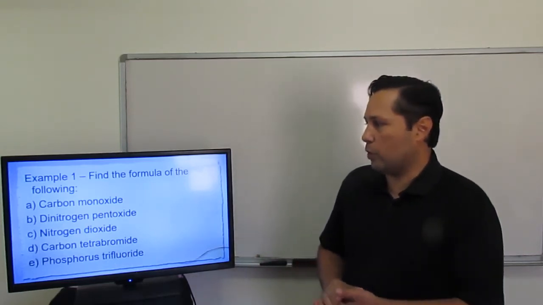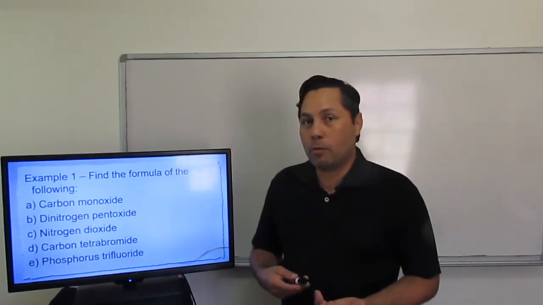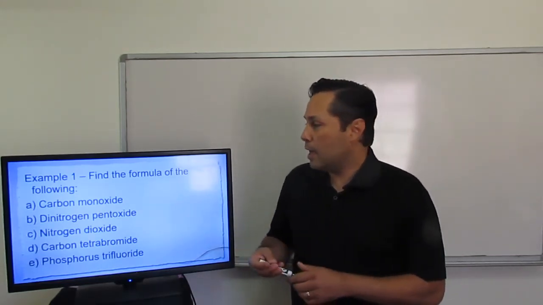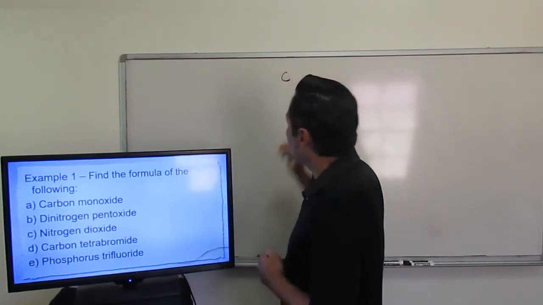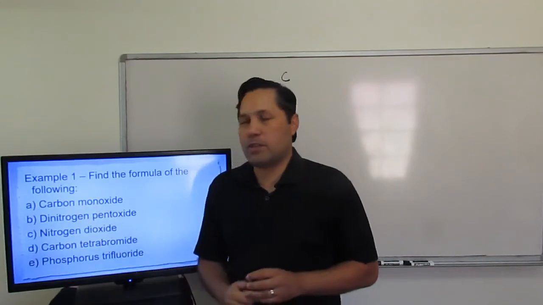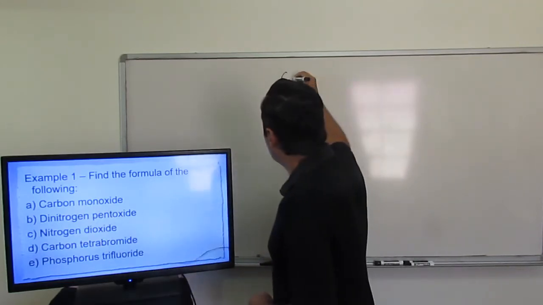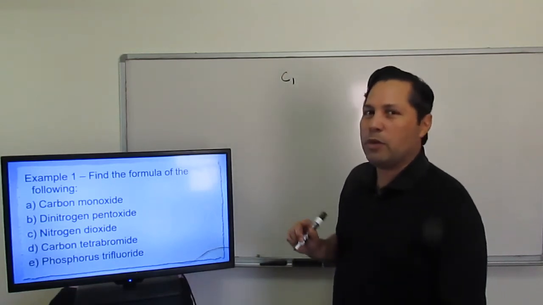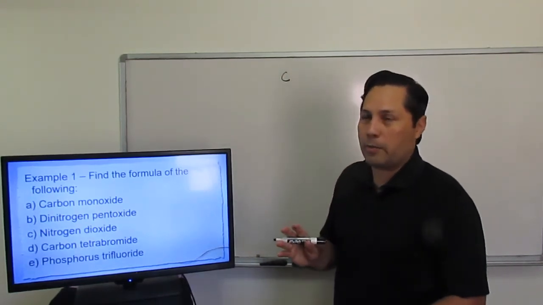So let's start with the first one, carbon monoxide. You look up on the periodic table, which you should have handy, and you find the symbol for carbon, so you just write it down. It's got no prefix in front of it. That means that it's a number 1. When there's no prefix, there's 1 carbon. Now in chemistry, we don't really write ones. So it's there, but we're not going to write it.